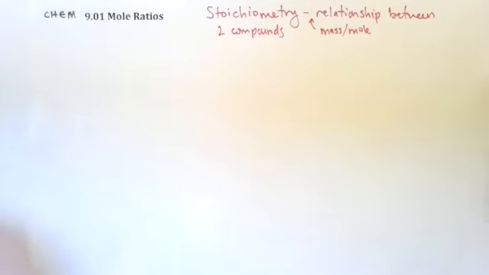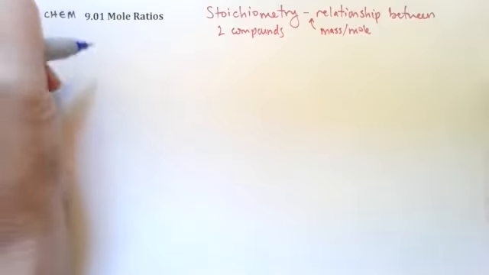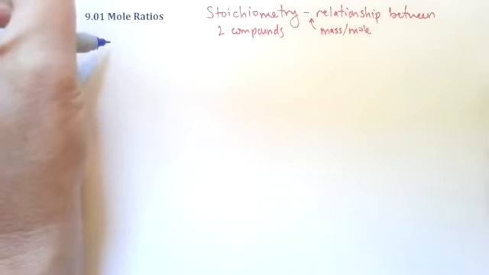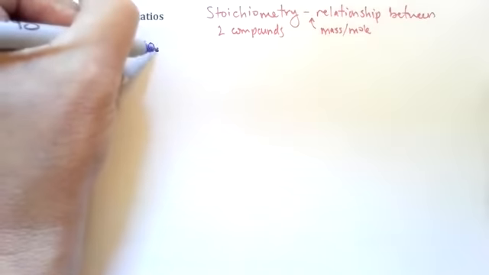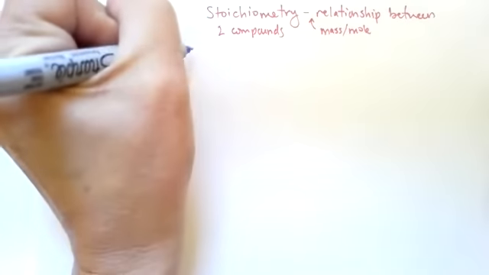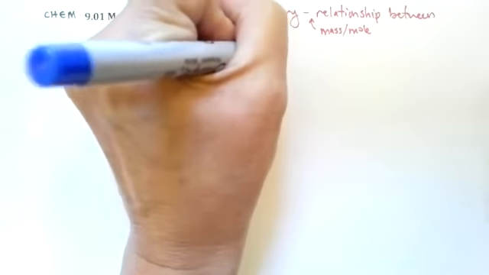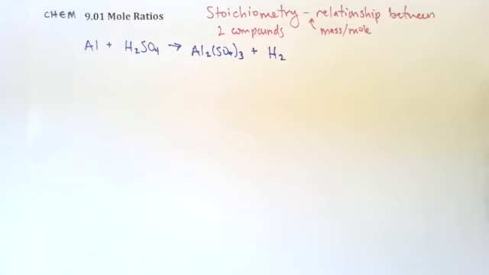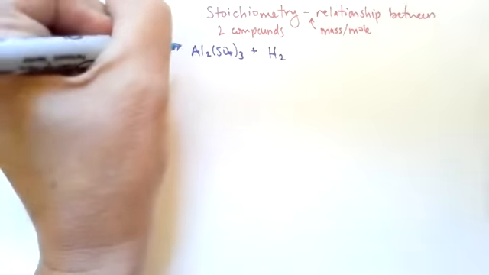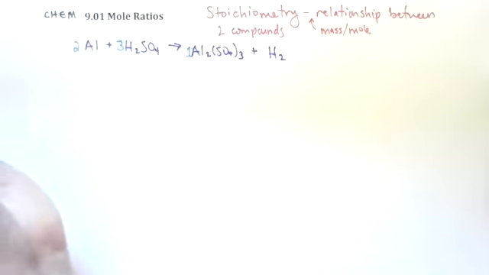So for example, for the equation, if I take aluminum and I react that with sulfuric acid, I'm going to get aluminum sulfate, and the formula for that will be Al2(SO4)3, and hydrogen gas. When I balance, I need a 2, a 3, a 1, and a 3. And that balances me.